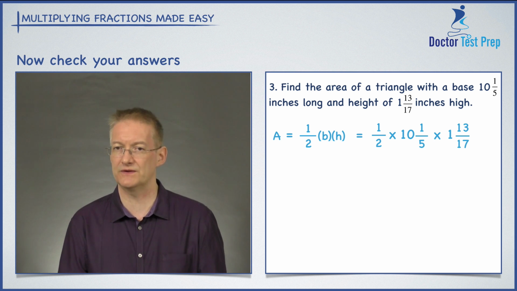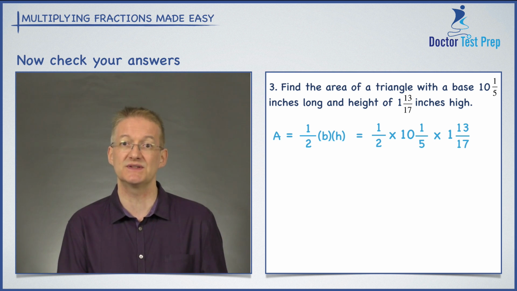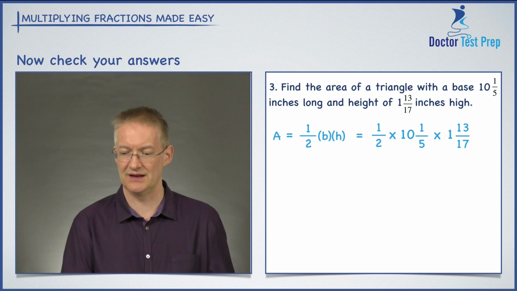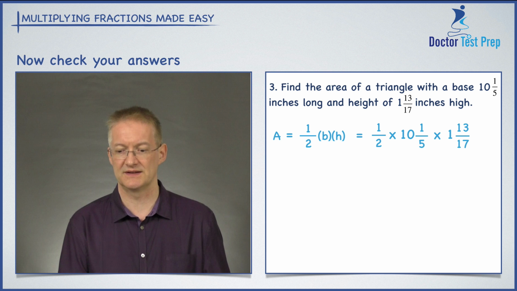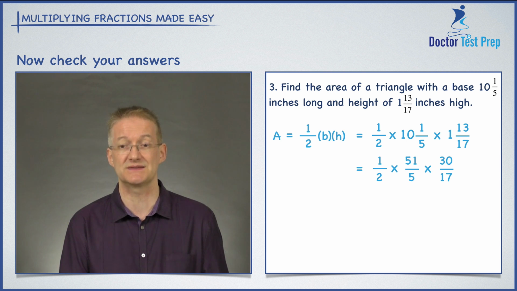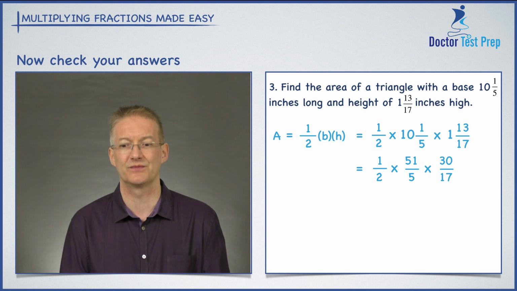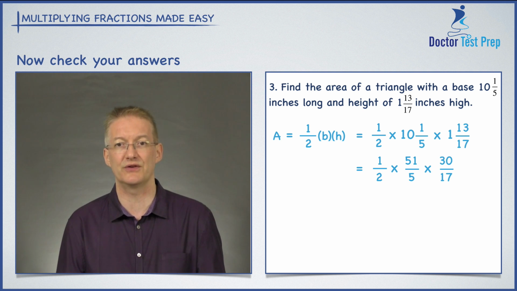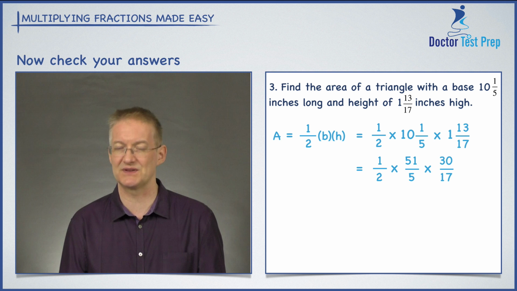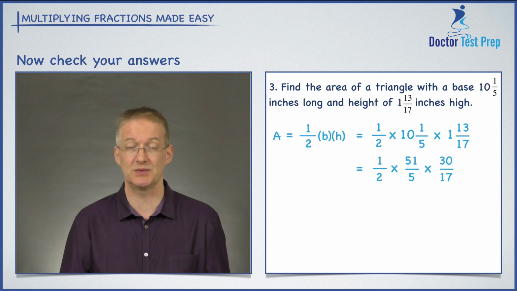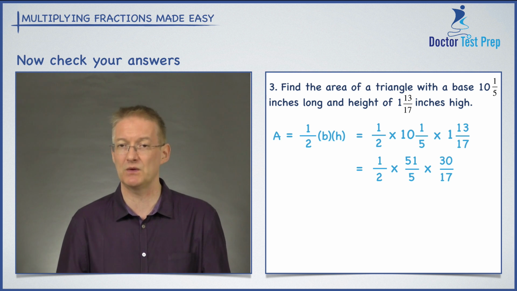Now, let's see what we're going to do first. Well, we have to convert those mixed numbers into improper fractions before we begin. So let's start with the 10 1/5. 10 times 5 is 50, plus the 1 is 51 over the 5. So 10 1/5 becomes 51 over 5. Now let's deal with the 1 13/17. 1 times 17 is 17, plus 13 is 30. So I get 30 over 17. So my area now is going to be 1/2 times 51 over 5 times 30 over 17.